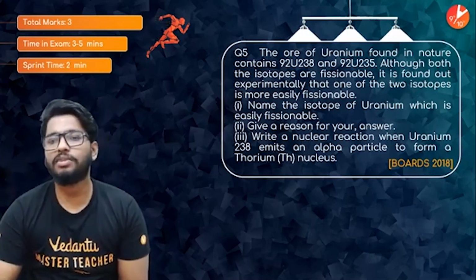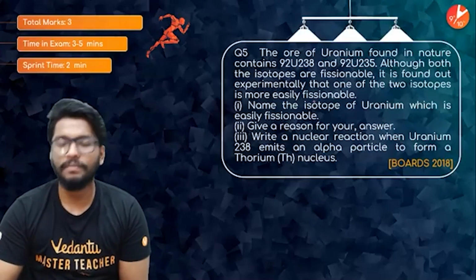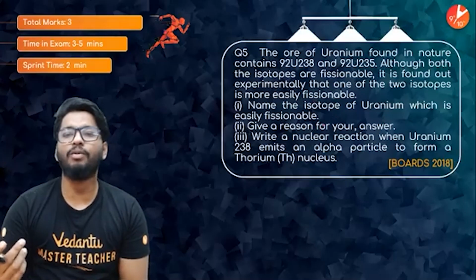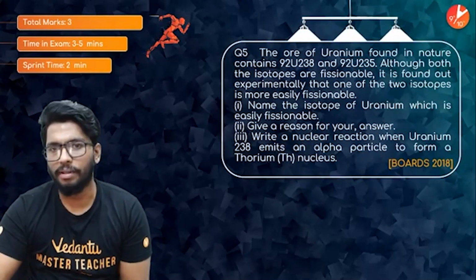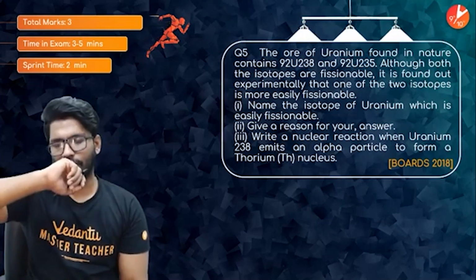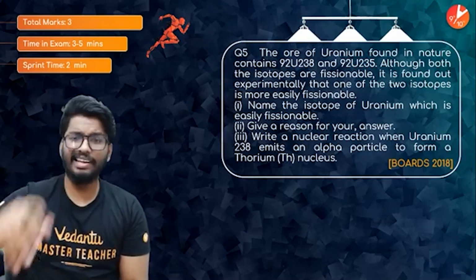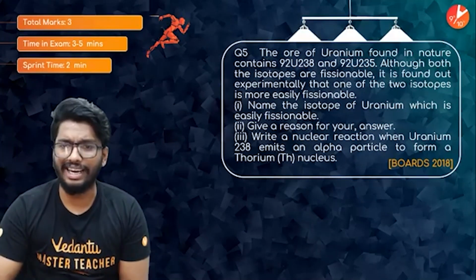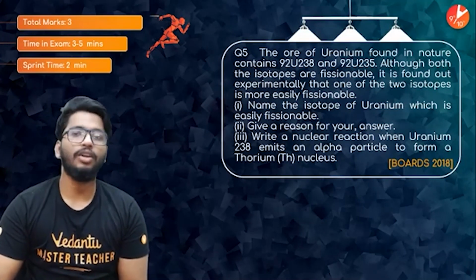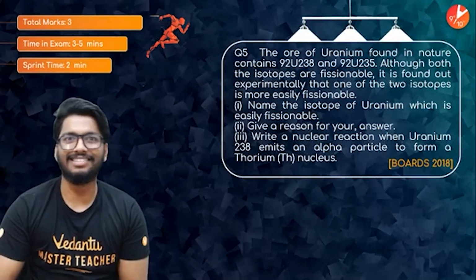Although both the isotopes are fissionable, it is found out experimentally that one of the isotopes is more easily fissionable. Name the isotope of uranium which is easily fissionable. Give a reason for your answer. And give a nuclear reaction when uranium-238 emits an alpha particle to form a thorium nucleus. Let's go, guys.